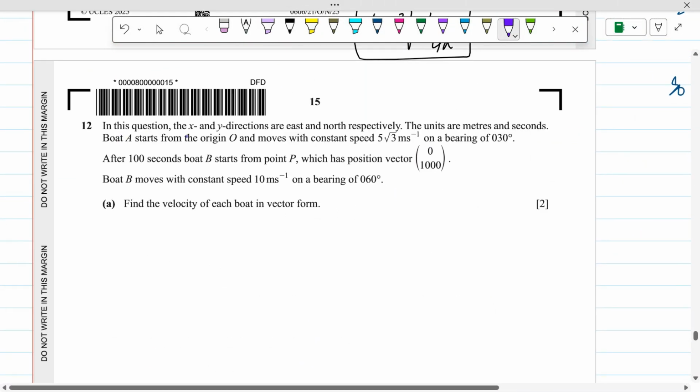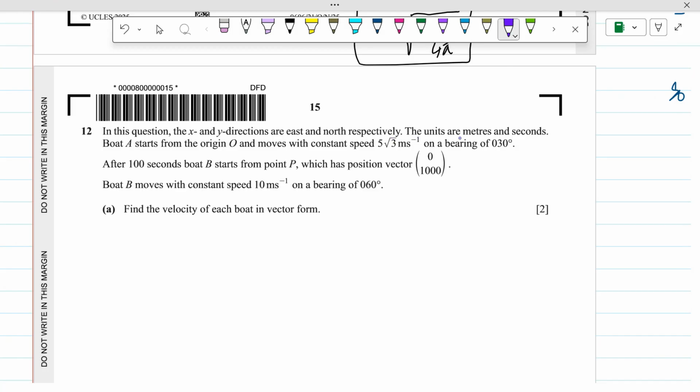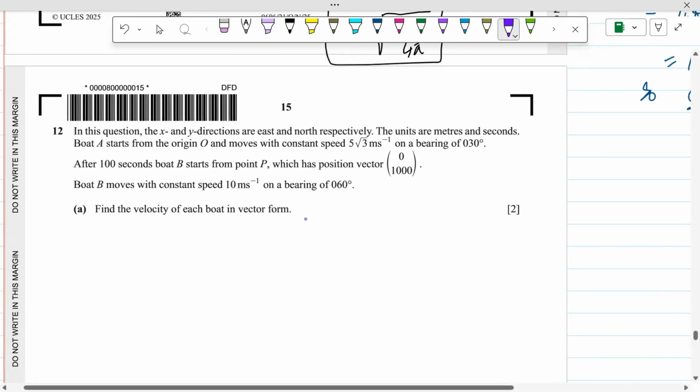Question number 12. In this question, x and y direction are east and north respectively. The units are meter and second. Boat A starts from the origin and moves with constant speed 5√3 meters per second on the bearing of 030. After 100 seconds, boat B starts from the point P, which has the position vector (0, 1000). Boat B moves with the constant speed 10 meters per second on the bearing of 060. Find the velocity of each boat in vector form.